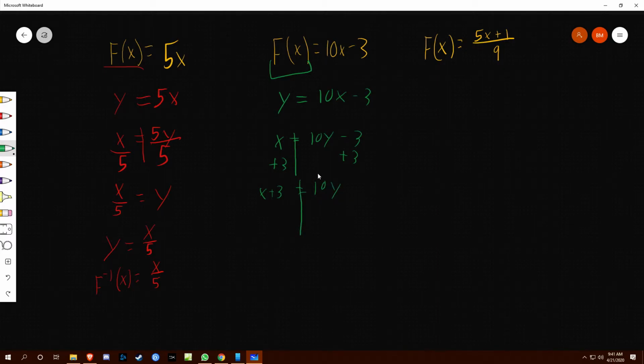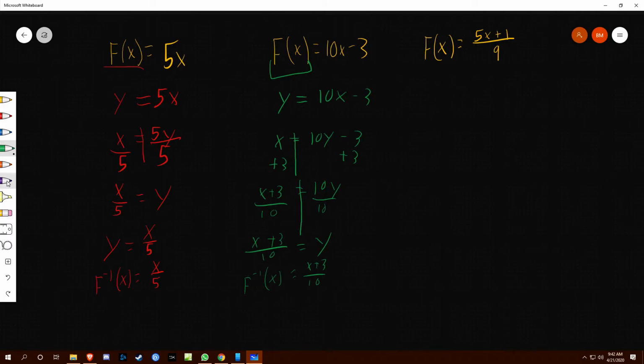Again, solving for y. What's on the same side as y? 10. What operation is it doing? It's multiplying. How do you get rid of multiplication? You divide. So divide both sides by 10. Then we have x plus 3 divided by 10 equals y. Flip it around and change it into inverse notation. Boom. And now we have an inverse there. Excellent. We'll do one more.